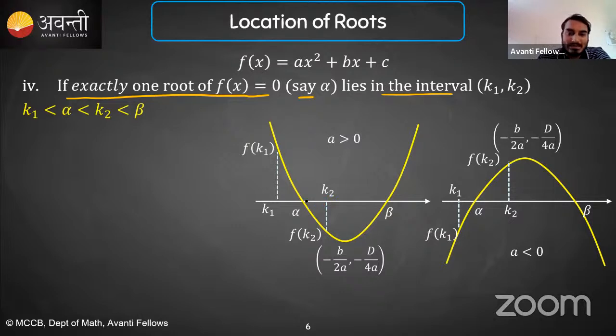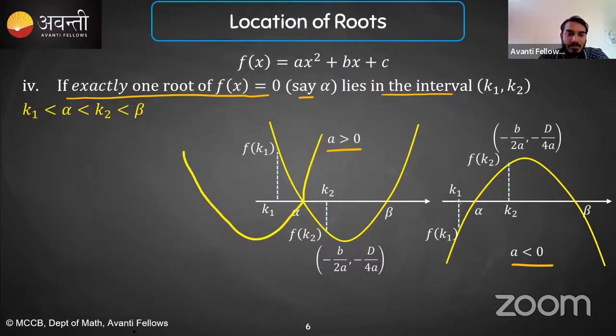See, there can be two cases. If a is greater than 0, then this is k1, this is k2, and one root, let's say alpha, is between k1 and k2, so it could be like this. If a is less than 0, then this is k1, this is k2, alpha is between k1 and k2, so it is like this. Yes or no? Is this clear? Or maybe this can also be a case like this, that one root is between k1 and k2.